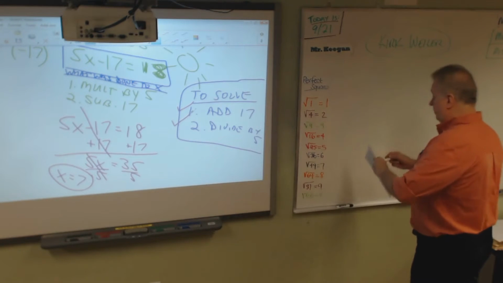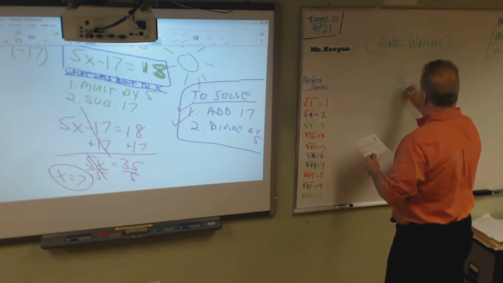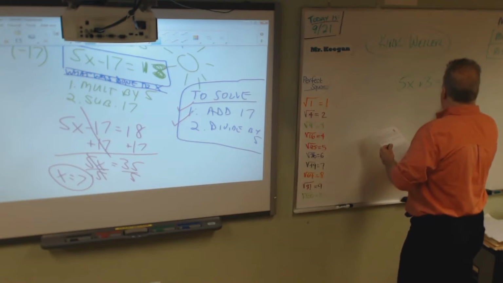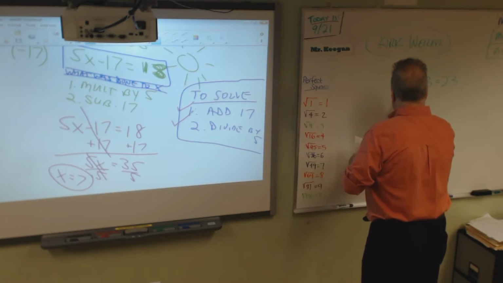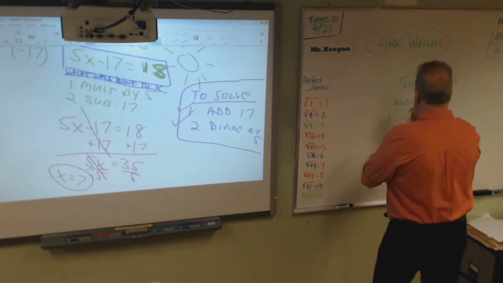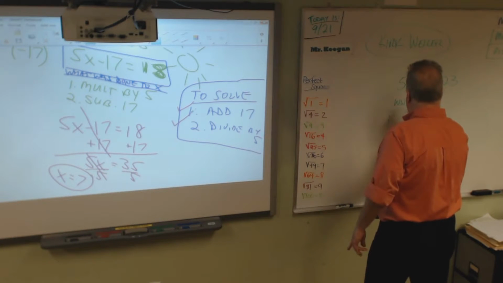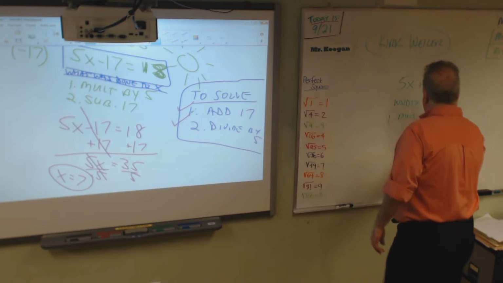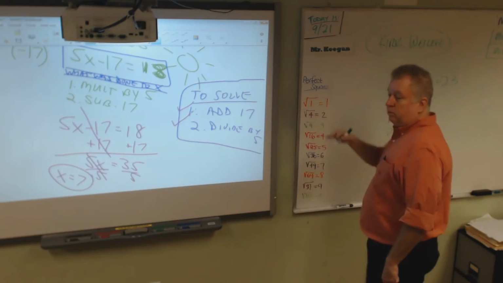So we have the equation 5x plus 3 equals 23. So first, we're going to say, all right, what was done to x? It was multiplied by 5. That had to be done first because PEMDAS says multiplication is more important. So multiply by 5. You write that down? Yeah, write that for A.